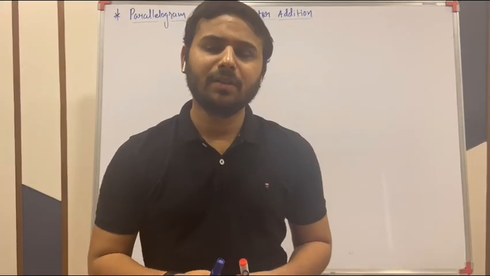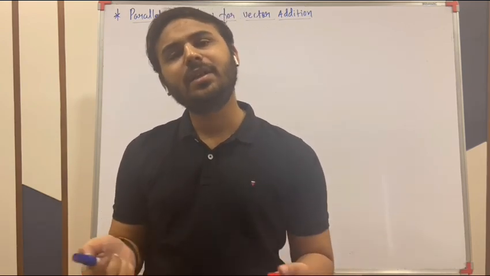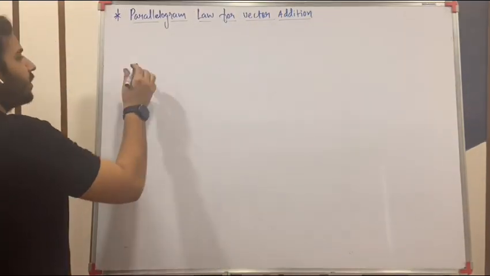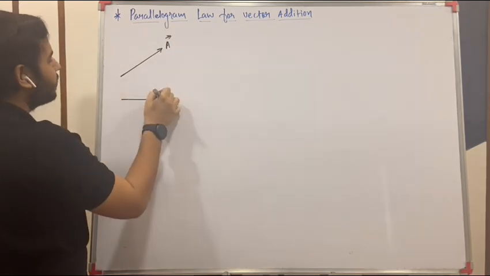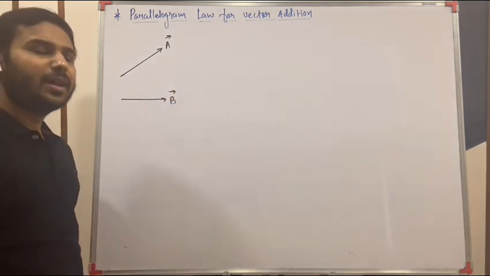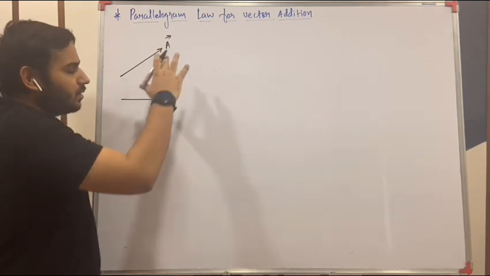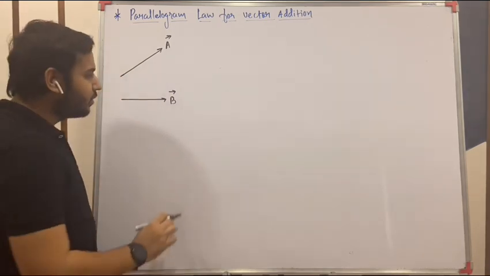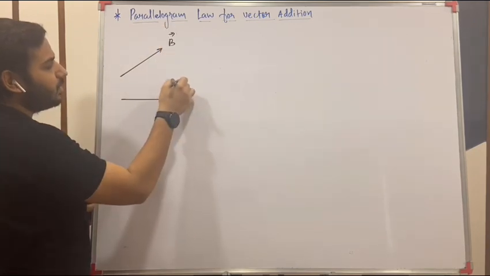So here is the parallelogram law for vector addition. The formulas are mostly similar to the triangular method. It's very easy. Here is vector A, and say this is vector B. Now in the triangular method, we placed one vector on the head of the other vector, but here we just join the tail to tail. I'll say this one is B and this one is A.